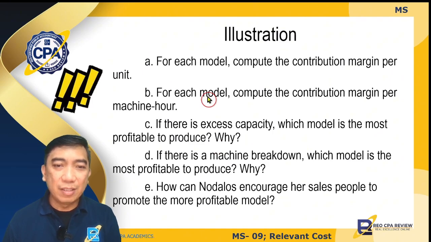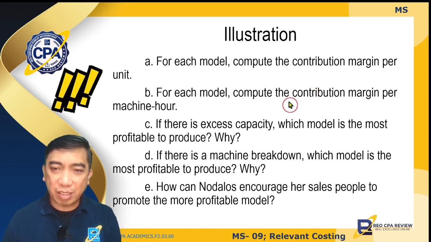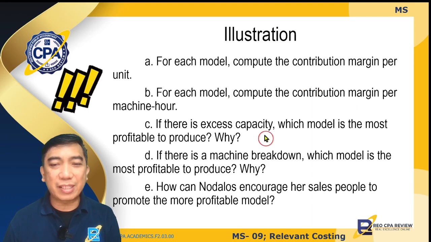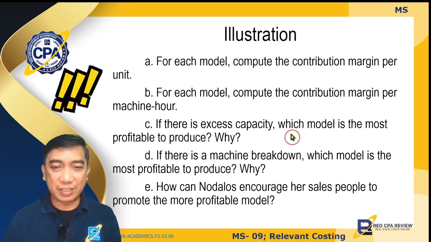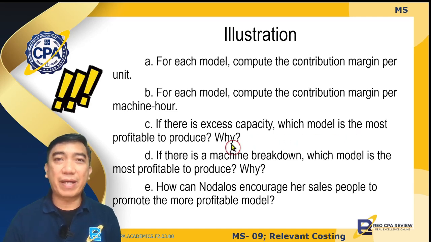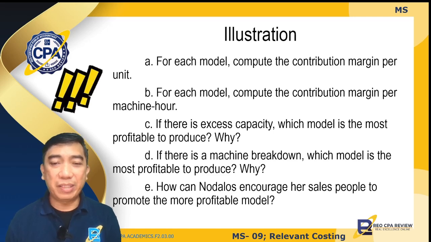Ito na siya. So, for each model, compute the contribution margin per unit. For each model, compute the contribution margin per machine hour. O, class, doon pa lang, meron na tayo kaagad clue. What is the limited resource of the company? It is the machine hours. Kasi tingnan mo to ha, if there's excess capacity, what is the model? Which model is the most profitable to produce? O class, pag may excess capacity, ano sabi natin kanina? Prioritize the product having the highest contribution margin per unit.